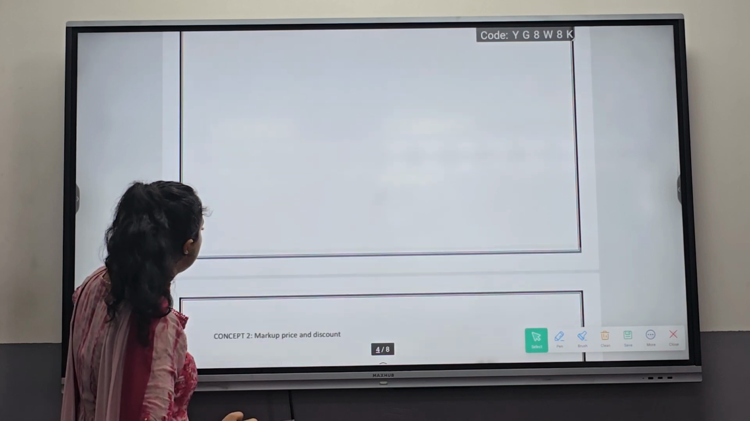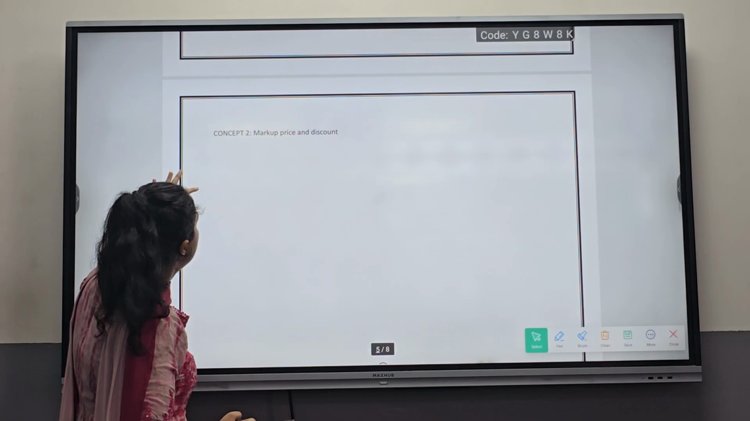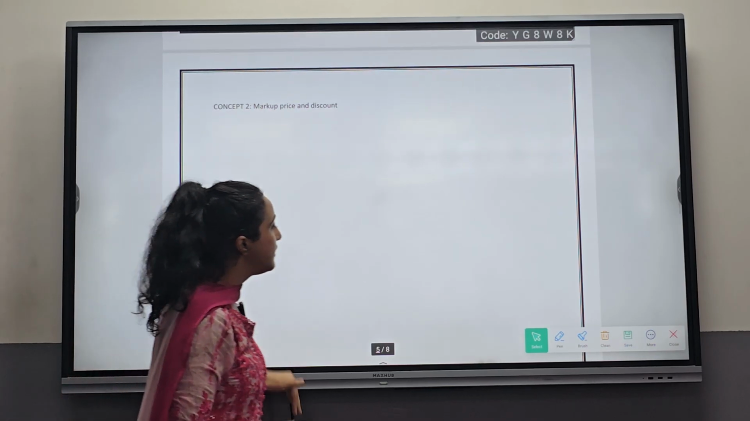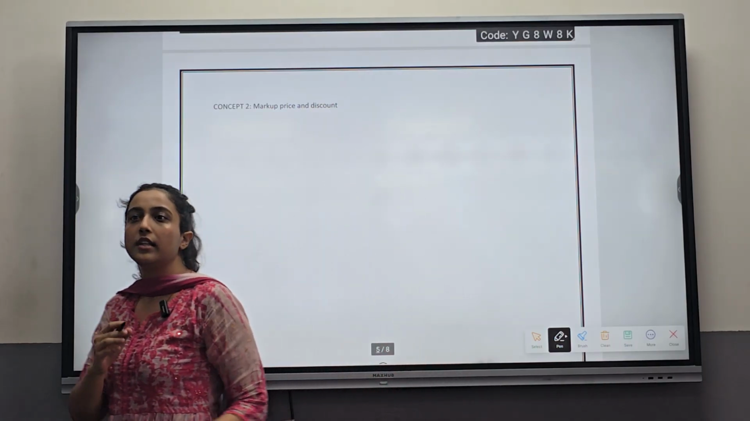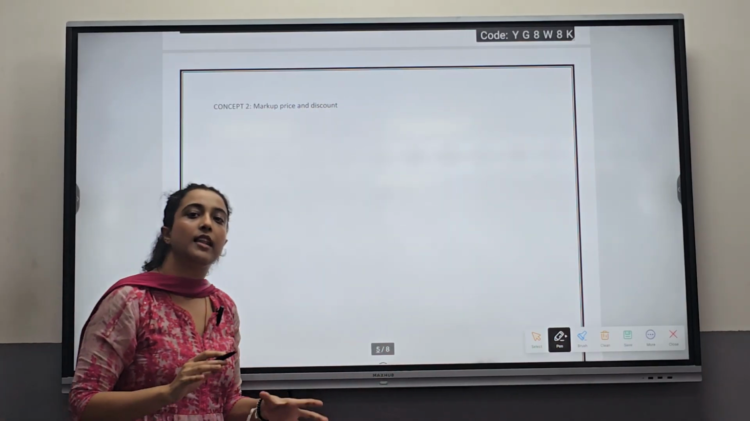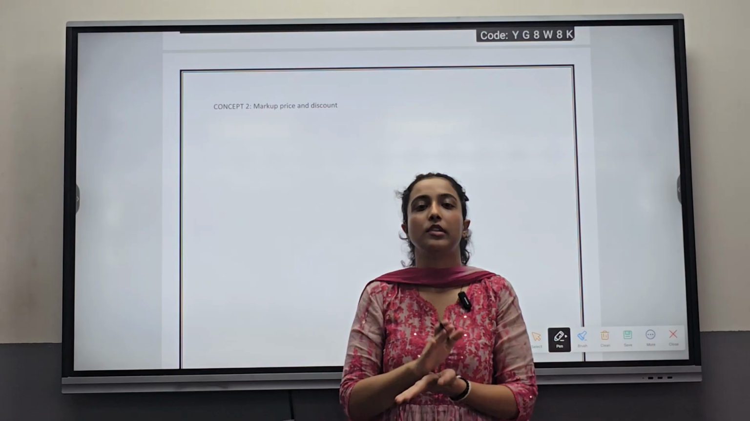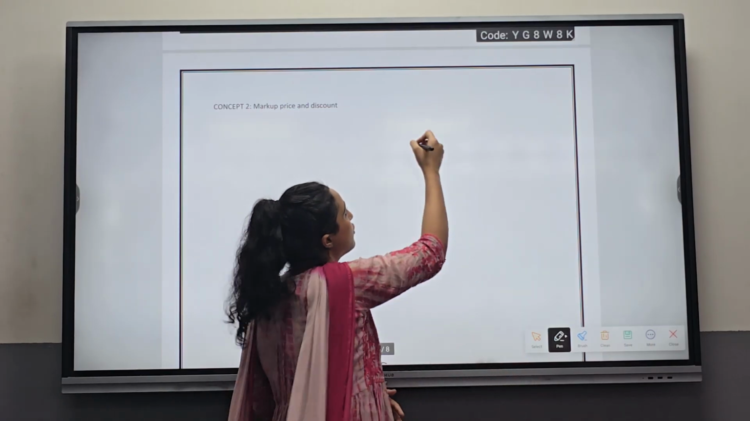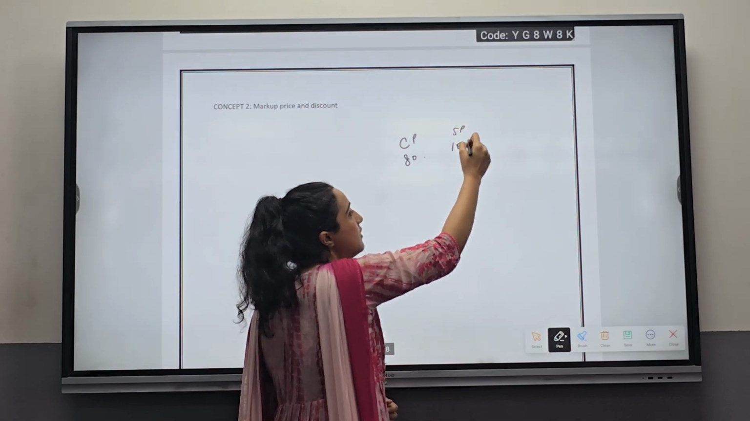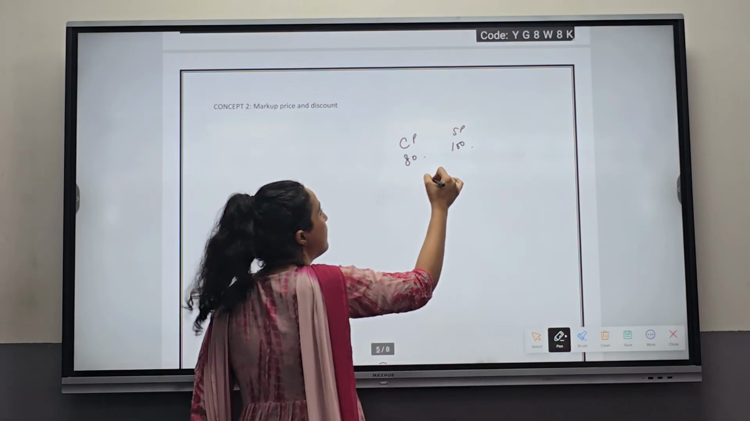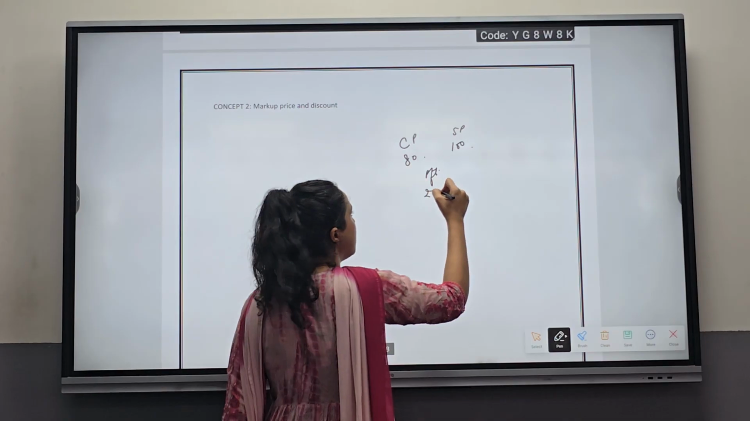Okay, let's do the next concept. You have concept number 2, and this is markup, price and discount. Now, in the very first example, we said that there is a notebook. Let's say you are a shopkeeper. This notebook's cost price is rupees 80, selling price is rupees 100. This is the example we took. You were having a profit of 20 rupees.